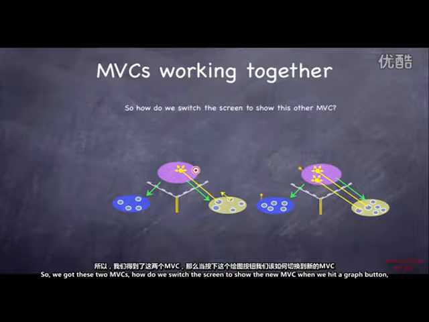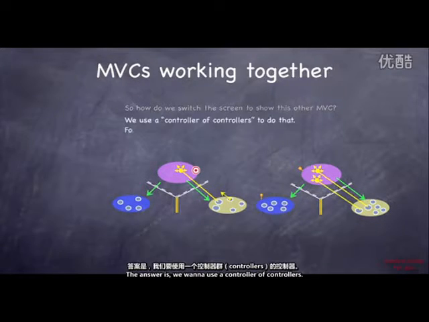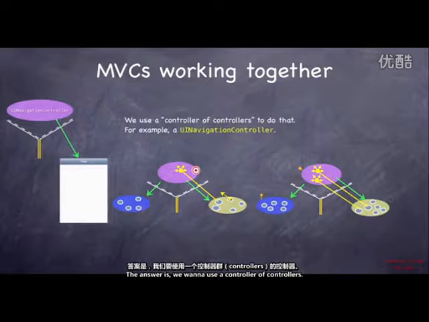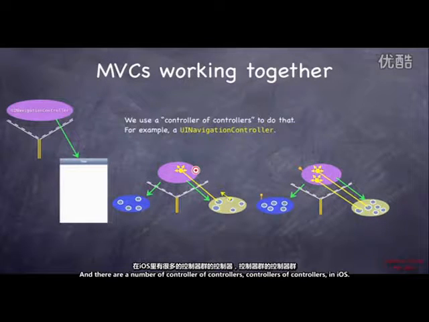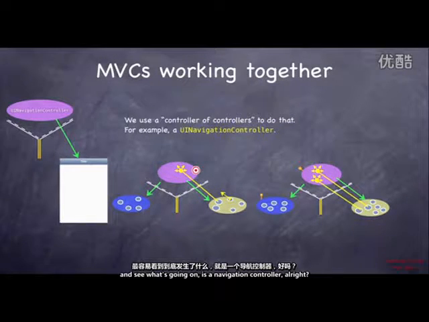So we've got these two MVCs. How do we switch the screen to show the new MVC when we hit a graph button, let's say, in our calculator? We need the screen to go to the new MVC, but we still want to be able to get back to our old MVC. How do we manage that? The answer is we want to use a controller of controllers. There are a number of controllers of controllers in iOS, and the one we're going to talk about first, because it's kind of the simplest for you to imagine and see what's going on, is a navigation controller.